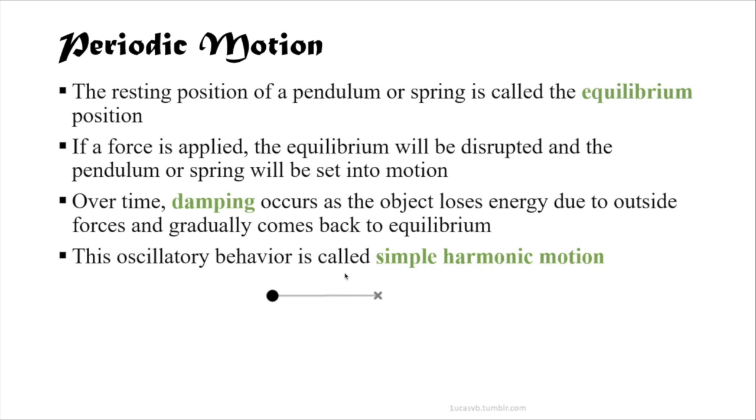Now, this back and forth repetitive behavior is called simple harmonic motion, which makes sense. It's simple, it does one thing, it goes back and forth. It's harmonic because it's repetitive, and the motion is self-explanatory.